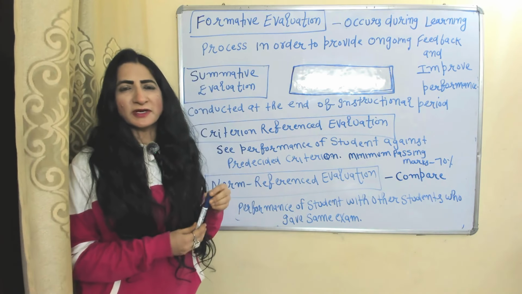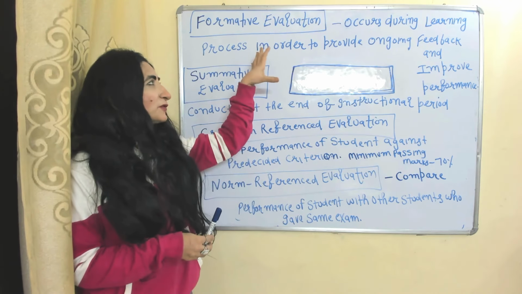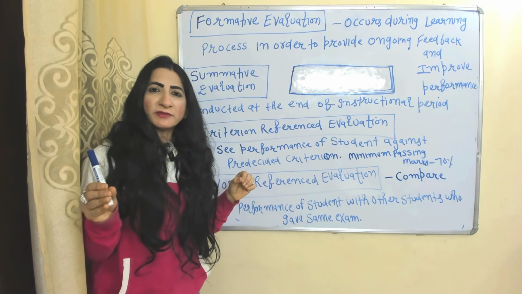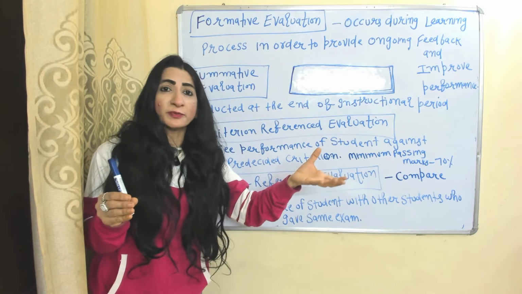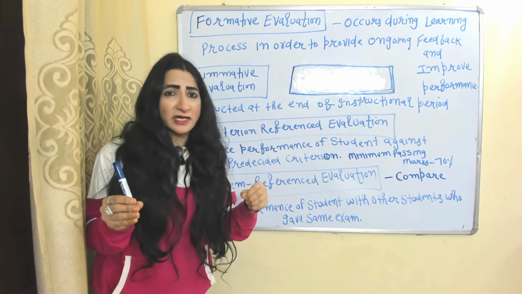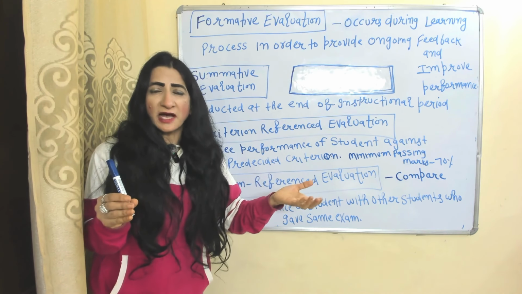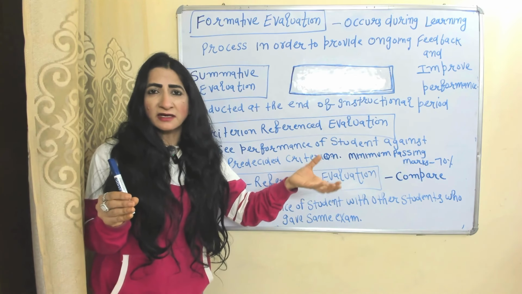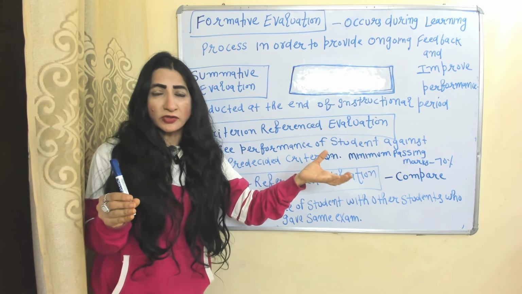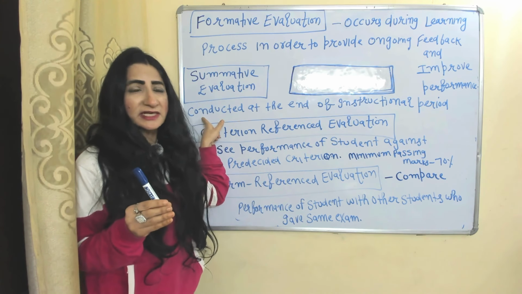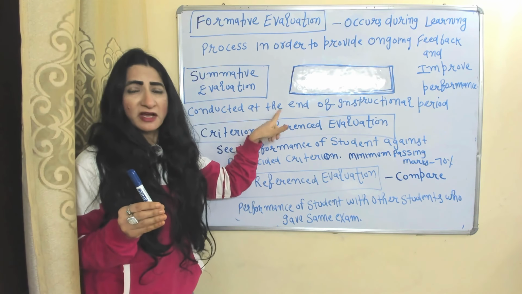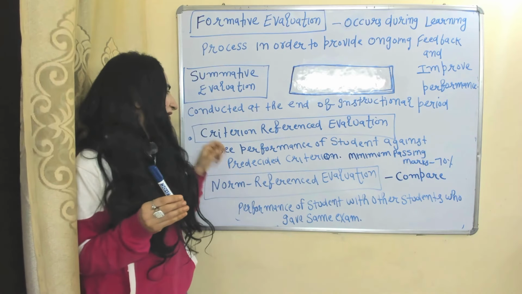Now we are going to talk about types of evaluation. Formative evaluation occurs during the learning process in order to provide ongoing feedback and improve performance. For example, a teacher asking a question of students in order to know how they are learning. Summative evaluation is conducted at the end of an instruction period. For example, your final exam.